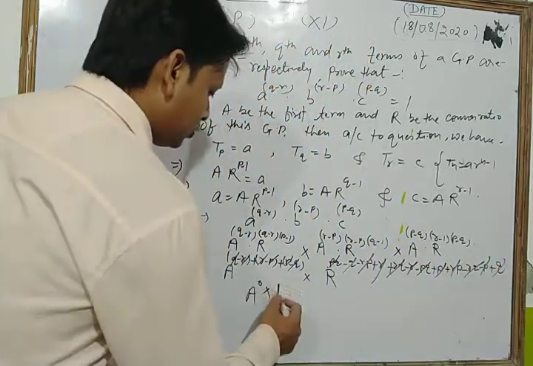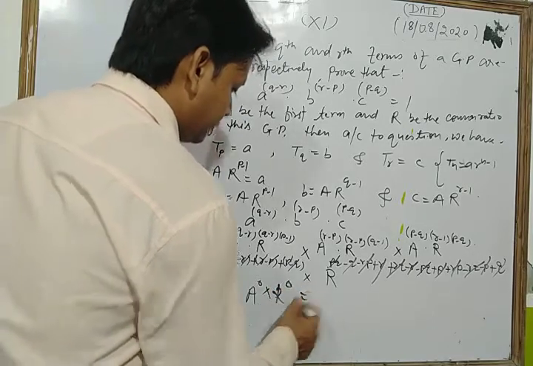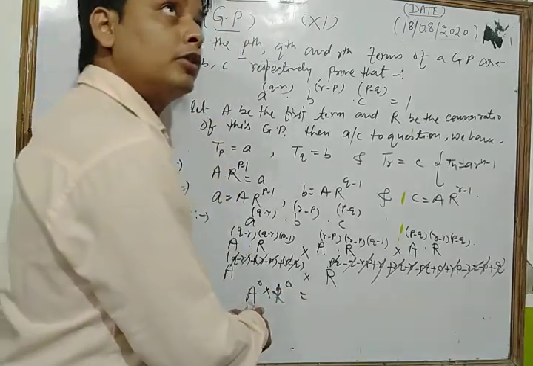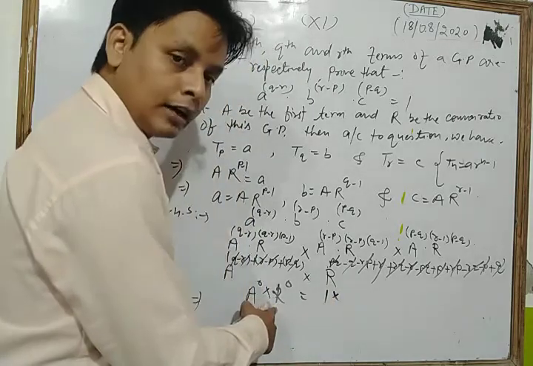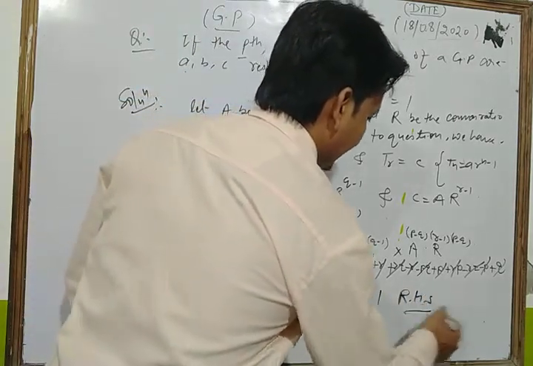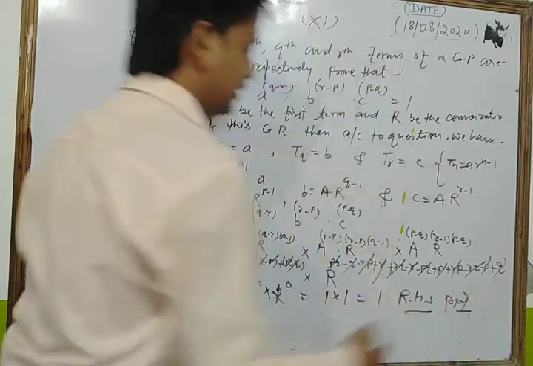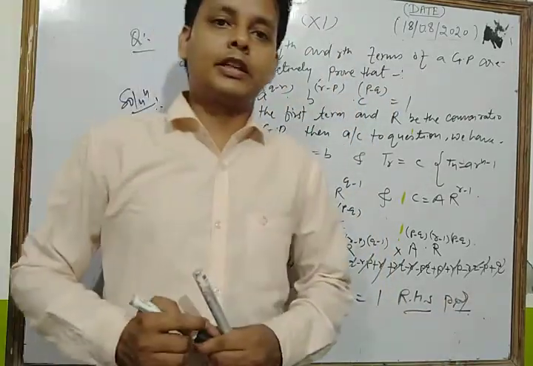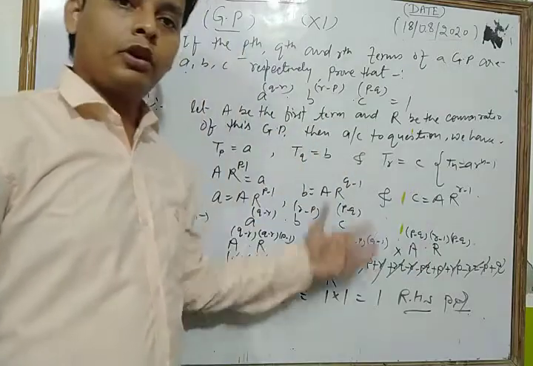So also we get r to the power 0. The value of a to the power 0 is 1, as well as the value of r to the power 0 is 1. So we get 1. This is our RHS. Hence proved our results. So dear students, in this way we can solve that type of question.